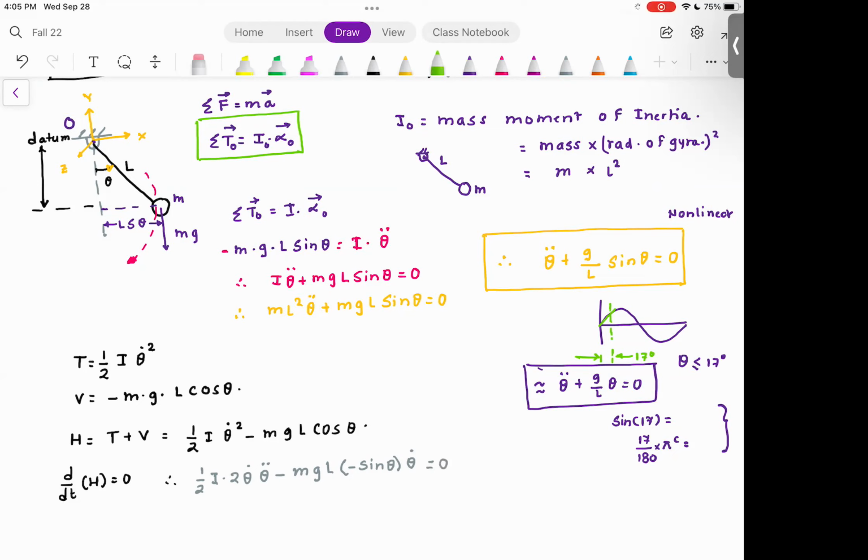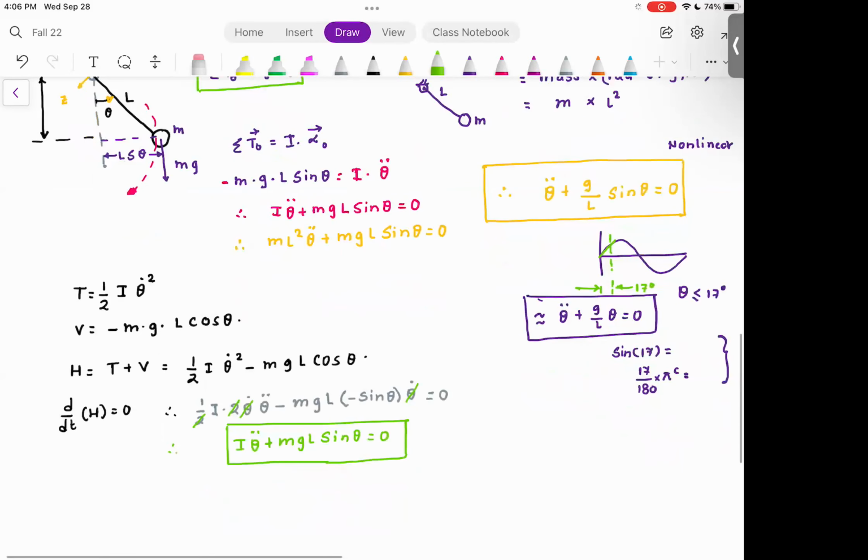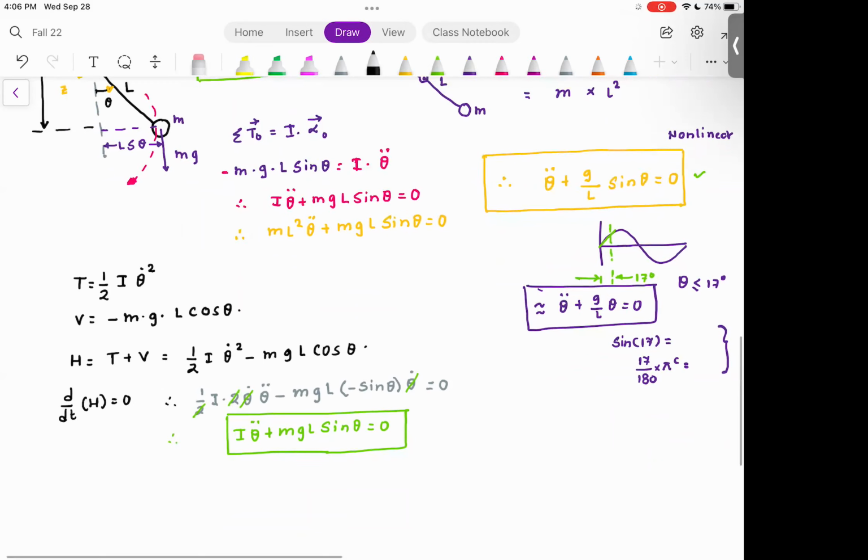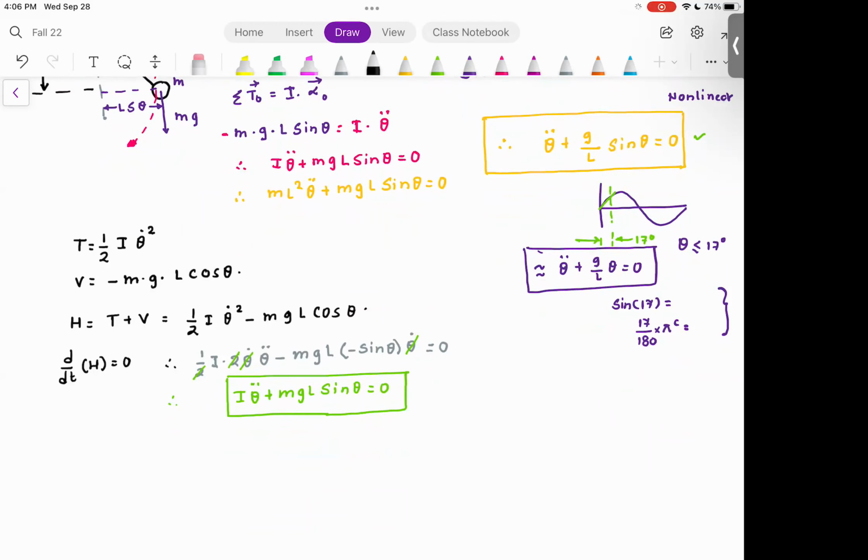So now with this, half gets cancelled, this gets cancelled with this, and I have the expression I theta double dot plus mgL sine theta is equal to 0. And I can make the substitution I is equal to mL square, and then I would get the same expression which is shown over here. Everyone agrees with this?